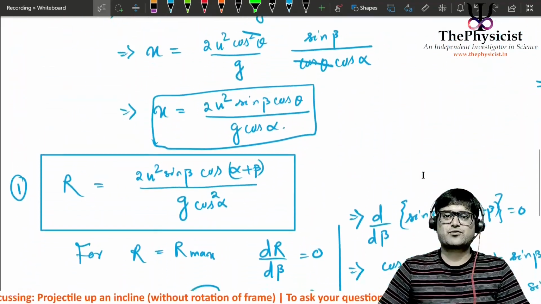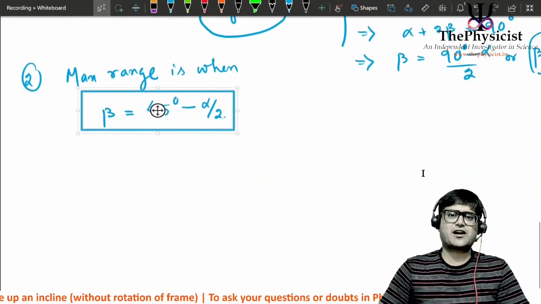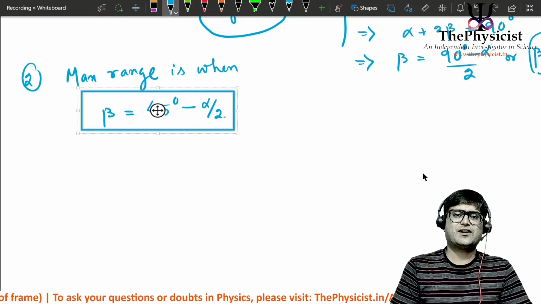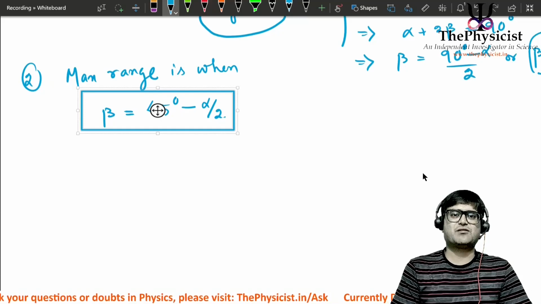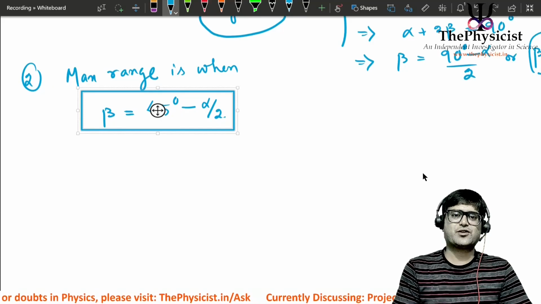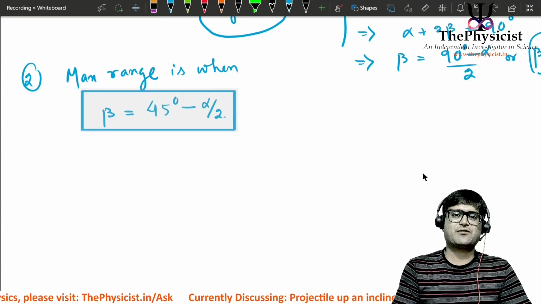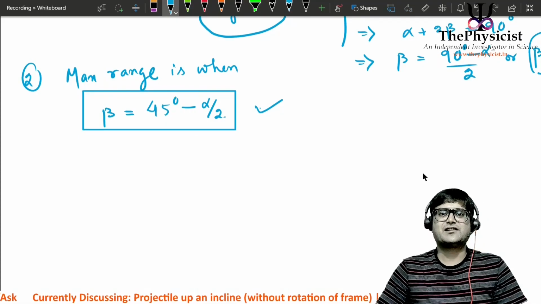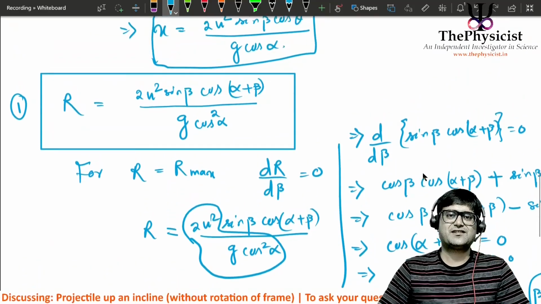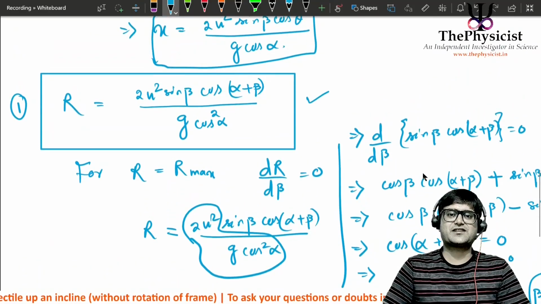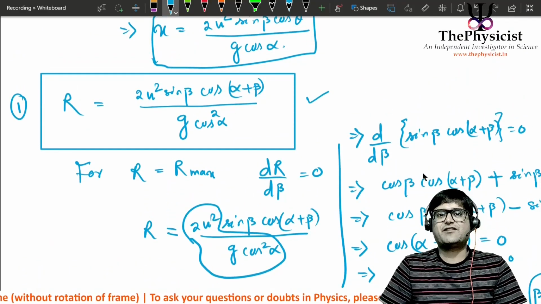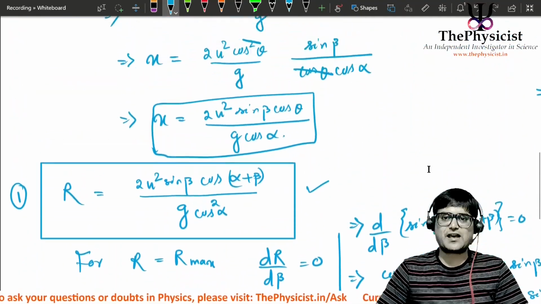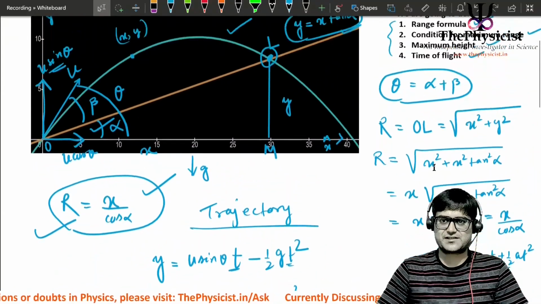Next, I leave it up to you. Let me know what answer you're getting in the comments. Find the maximum range. What you need to do is simply put in the value of beta as given in this expression into the range formula. Just instead of beta, put in the value that we have obtained in the condition of maximum range, and you will find the R max. I leave it up to you as an exercise.